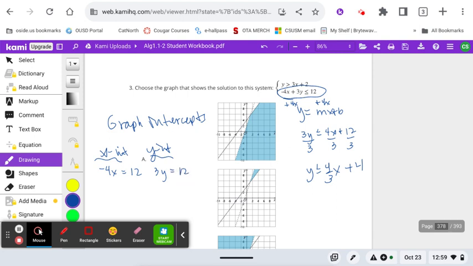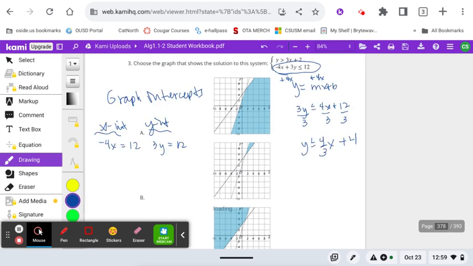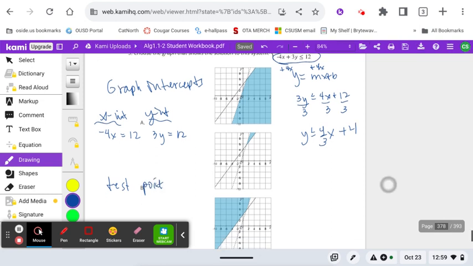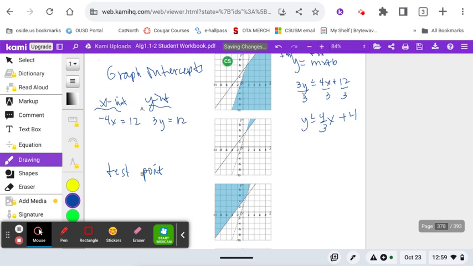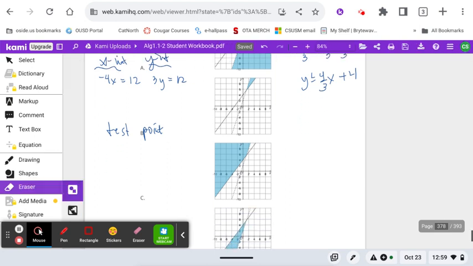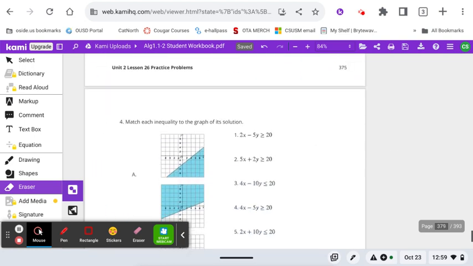If you use the intercepts method, you then have to choose a test point to figure out the shading. Remember, the easiest test point to choose might be 0, 0. In this other one, we're just going to use the less than or equal sign to choose our shading, but I also encourage doing a test point to make sure you did it right. So is your answer A, B, C, or D based on that? Go figure it out.